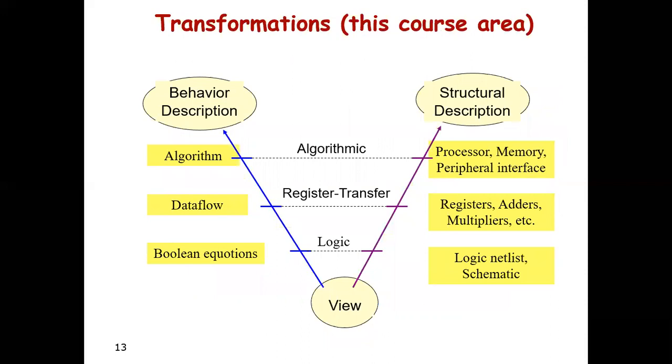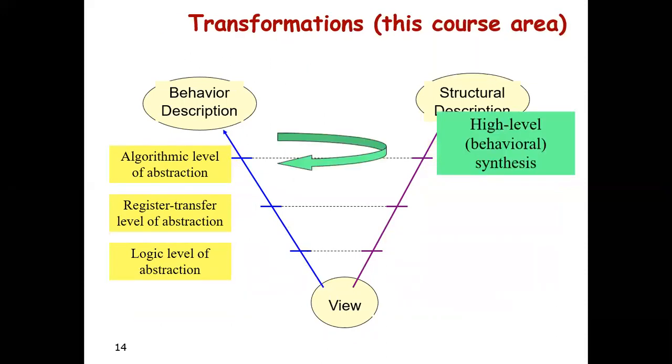Then the transformation, discourse area, that is behavioral description: algorithm, data flow, and Boolean equations. In structural, they have processor, memory, peripheral, registers, adders, multipliers, and logic gates and schematic. That is algorithm, register transfer, and logic. These are the transformations from logic to algorithm.